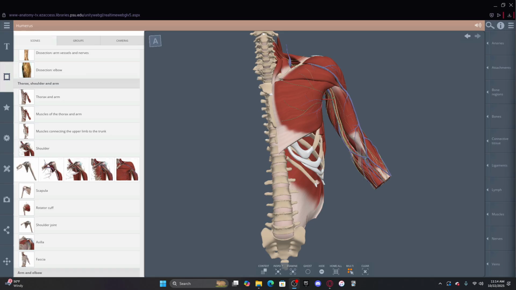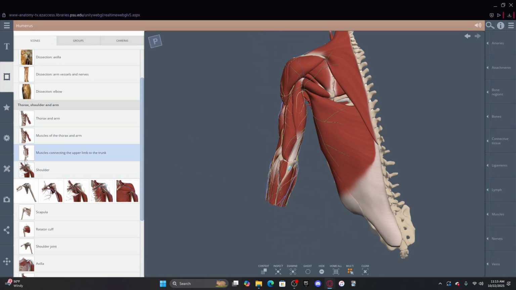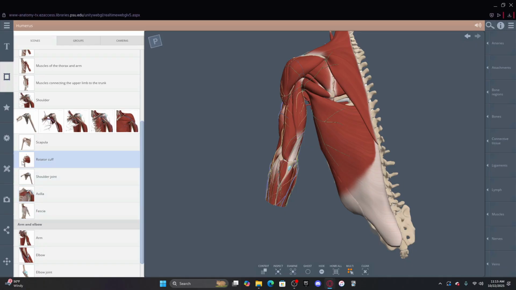This week we're going to be looking at some bones, some back muscles, some muscles of the rotator cuff, as well as the brachial plexus. So to first get us started off, I want to look at the humerus. Let's get started off there.